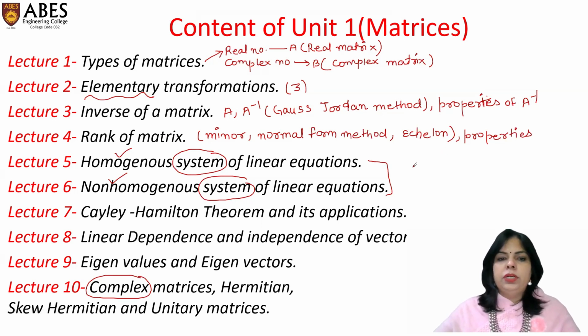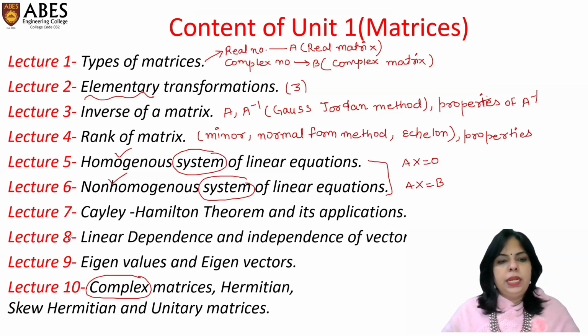Here we will convert the system of linear equations into matrix form, which is Ax = 0. This one is called the homogeneous system. And for the non-homogeneous system, we'll get the equation Ax = b. In lecture number 7, we will discuss the Cayley-Hamilton theorem, the statement of the theorem, and its application.